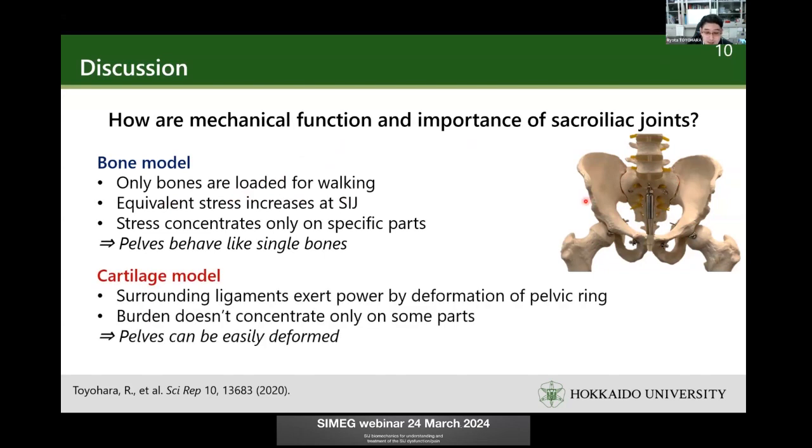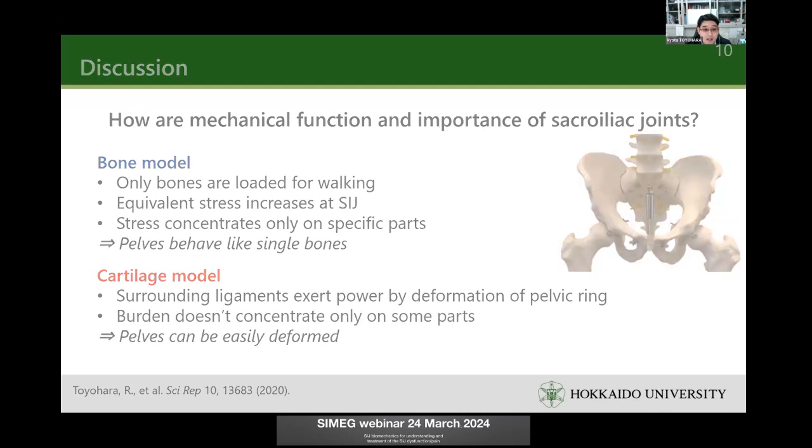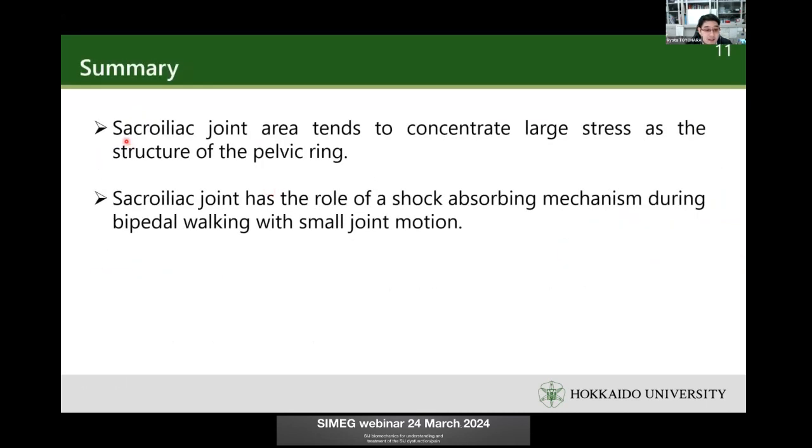On the other hand, in the cartilage model, the surrounding ligaments exert force through the deformation of the pelvic limb. The stress burden doesn't concentrate on some part of the support joint. So the pelvis can be easily deformed. The summary of this: the support joint area tends to concentrate large stress as a structure of the pelvic limb, and the support joint has a role as an absorbing mechanism during bipedal walking with small joint motion.